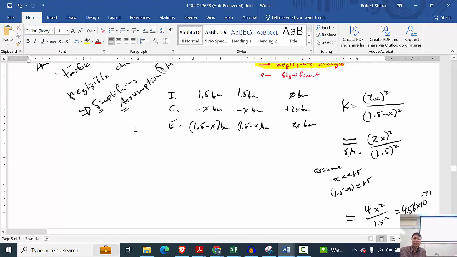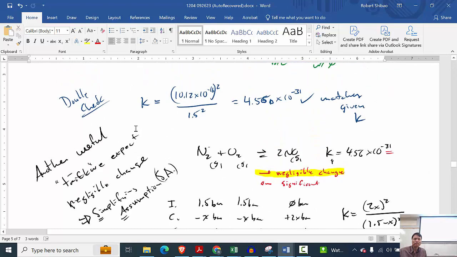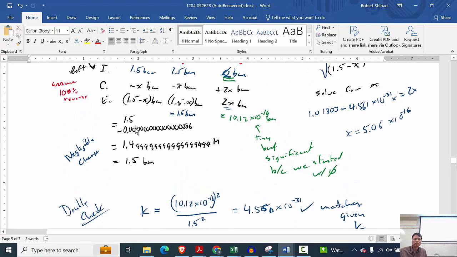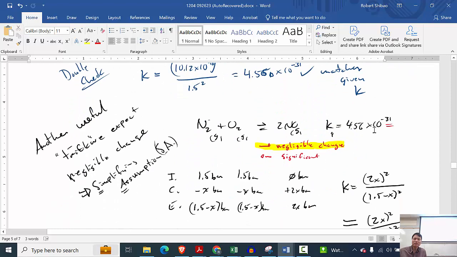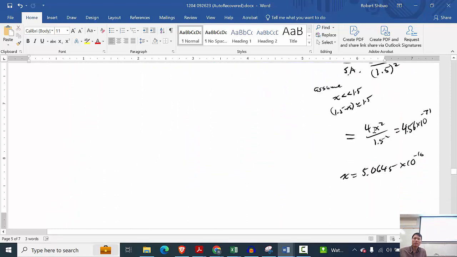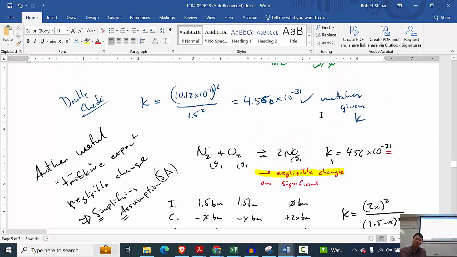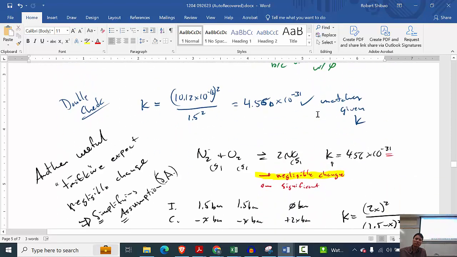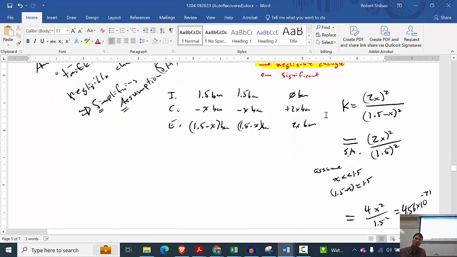What was the x that we got previously? Oh, we got the same x. Do you see that? 5.06 times 10 to the minus 16. Did it make any difference? Really? Actually, I should have written more digits out. You'd see that it made no difference. We would get pretty much the same answer. And so we got the same answer.